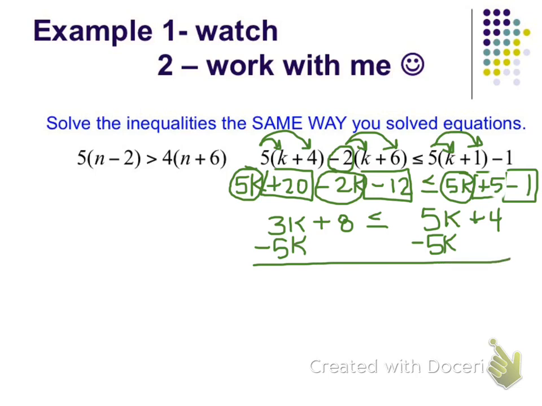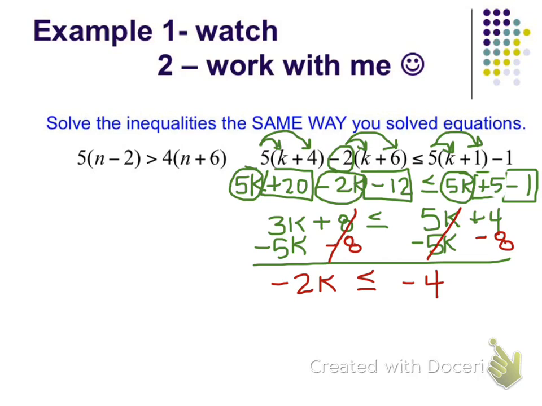Okay, and then I'm going to go back in. I like to change colors just so you can see it. Since I moved the variable to the left, I need to move the constant to the right, which means I have to subtract 8 from both sides. Okay, so this is 0 and this is 0. I hope that's not too confusing for me to do both in that one step. So 3 minus 5 is a -2k, still less than or equal to and in this case it's a -4.